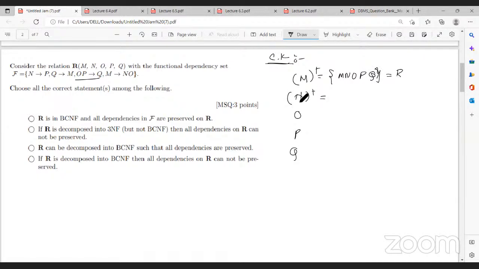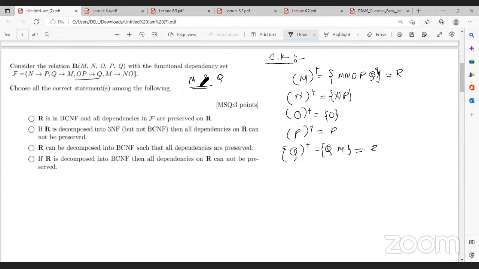What should be the closure of N? NP, right? Yes, sir. O plus? Nothing, sir, just O. Closure of P? Just P. Closure of Q? M and NO, P. See, if I take the closure of Q, I am getting M here. But from M, I can get all the attributes in the relation R, right? So Q is also a candidate key. So here M and Q are my candidate keys.